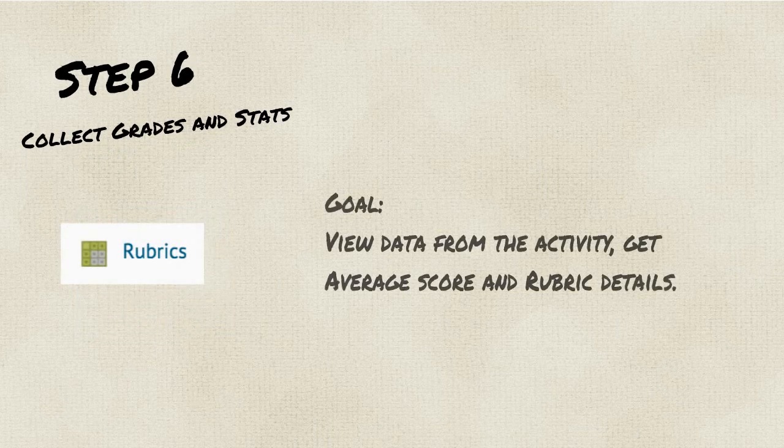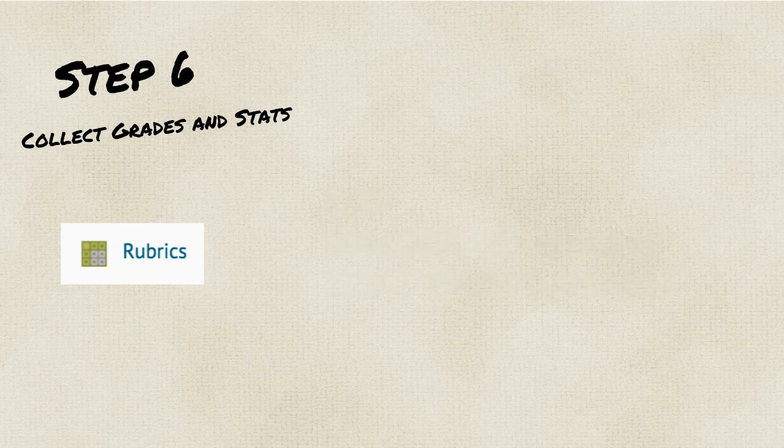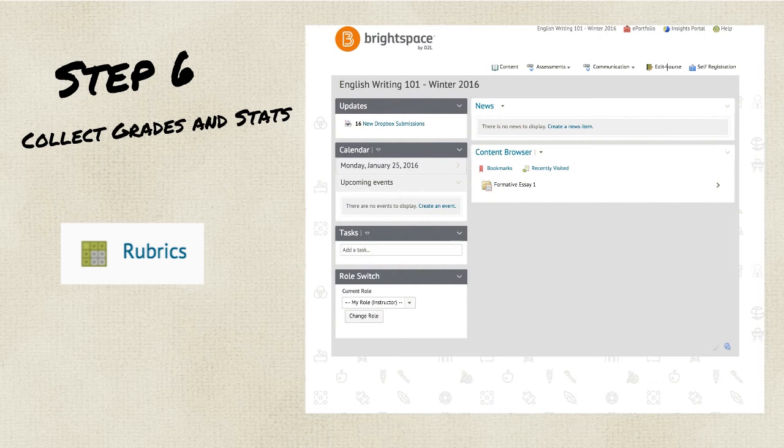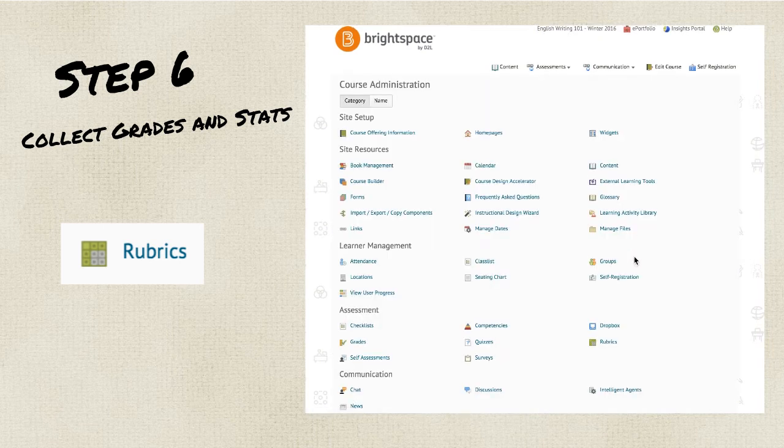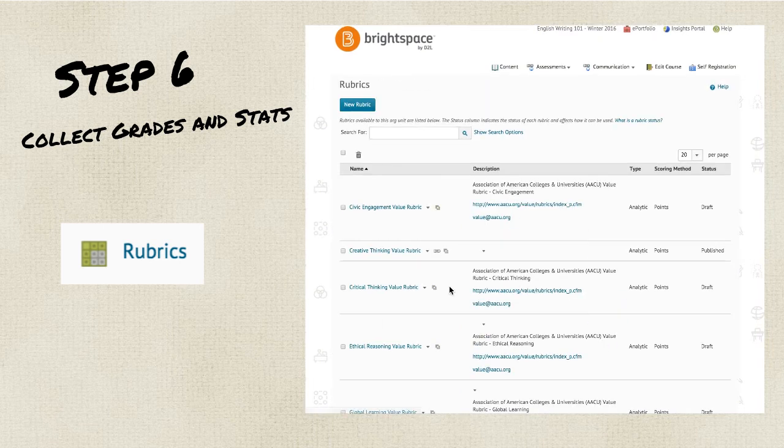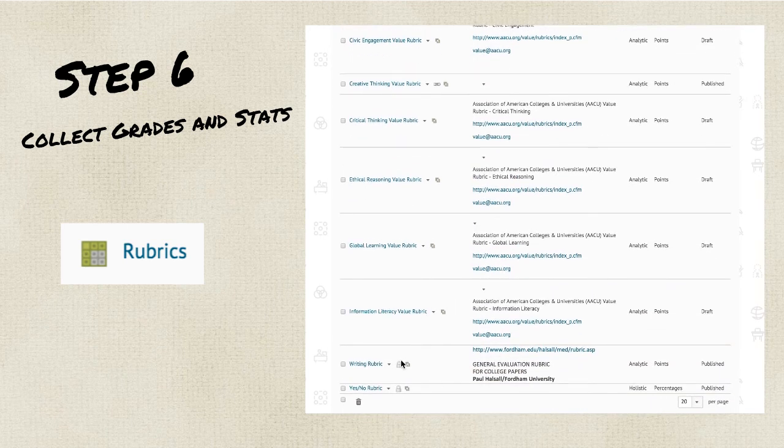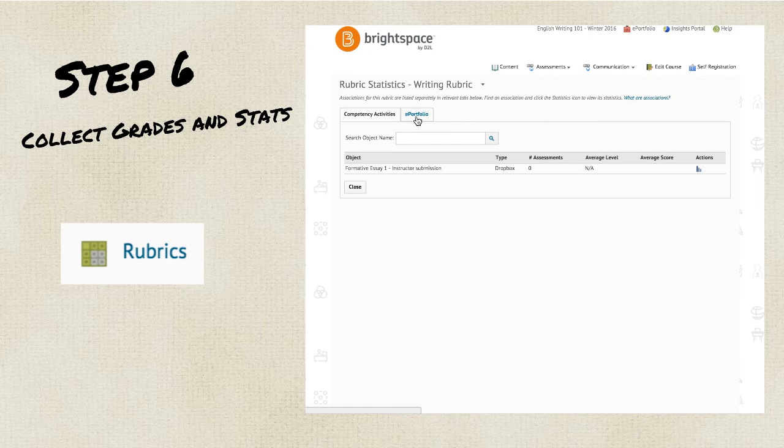Step 6, this is where we want to collect grades and view the data for the group activities. The instructor in Edit Course can go back to the rubrics tool, find that original rubric, and from here can view statistics. And in the portfolio tab, he'll see each item in portfolio.